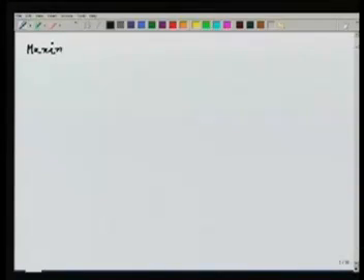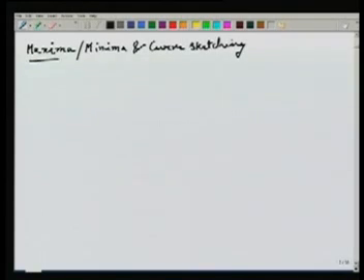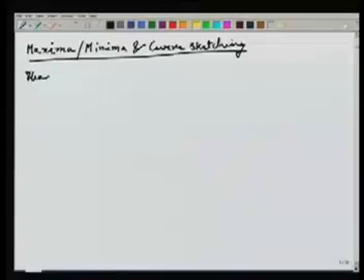Okay, today we are going to start with Maxima, Minima and the curve sketching. First, we start with the behavior of the derivative and the behavior of the function. How can we join these two things together? So the first theorem we are going to deal with is as follows.